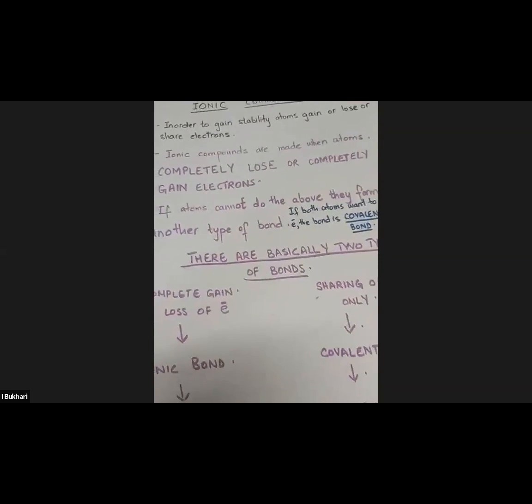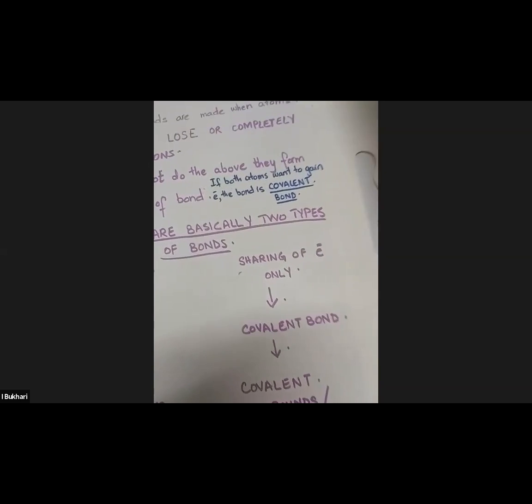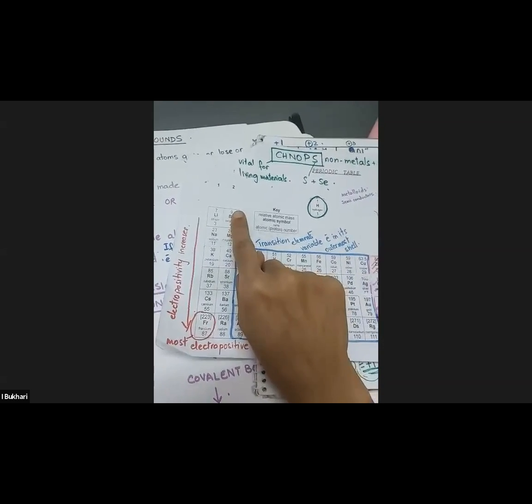So the atoms that can give away electrons will form charged particles. Like how? Let's do this periodic table first. Group 1 can give away 1 electron, group 2 can give away 2 electrons, so +1 charge, +2 charge, right? Then these are transition elements. We will omit these transition elements for now.